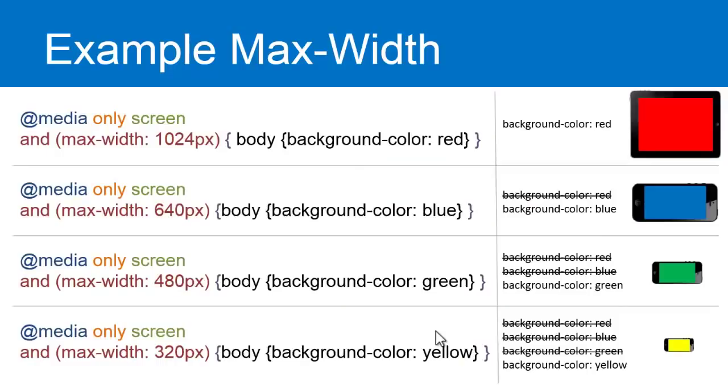So here's a simple way to break it down. For example, if we use max width of 1024, and we had a body background of the color red, this larger screen has a background of red. As soon as you get down to a smaller screen, which is going to be lower in the style sheet, you're overriding the red and making it blue. When you get down to the very bottom, you've had to override that it's red, it's blue, it's green, and now it's yellow. So these are the things you need to consider when you're doing your media queries, whether it's max width or min width.